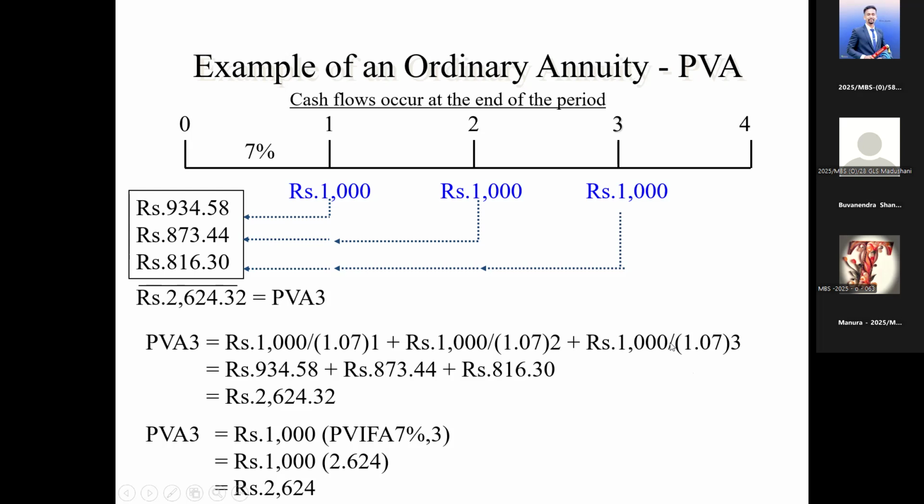So if you are discounting, finally you can see the present value of the annuity is 2,624.32. So you can use the present value ordinary annuity table, 7%, 3 years, and the factor is 2.624. So you multiply 1,000 by that present value annuity interest factor to get 2,624. This is related to what I discussed earlier, similar to future value, present value, ordinary annuity.